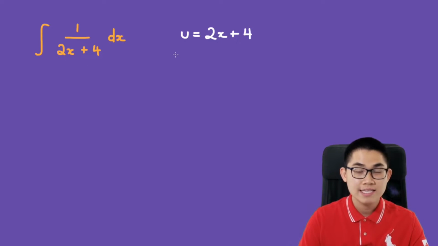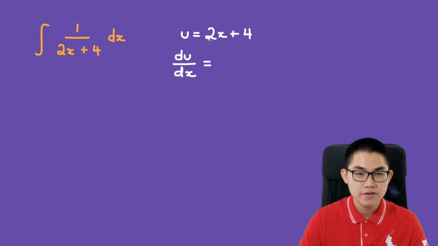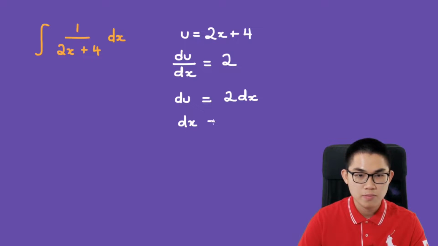And now the second step is to differentiate this with respect to x. So du over dx, we're just differentiating it. So the derivative of 2x plus 4 is going to be 2. So du will be equal to 2 times dx. And then dx will be equal to 1 over 2 du.